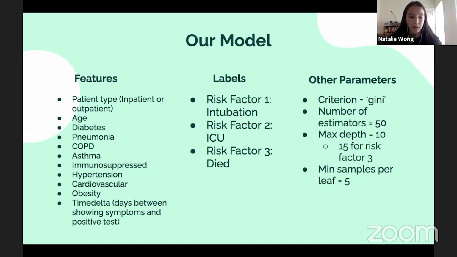The max depth parameter is the maximum amount of decision nodes that a data point can be passed through. The more you have, the more specific the model becomes. But if you make your depth too deep, the model can overfit to the training data, meaning it doesn't generalize well. We actually found that having a deeper max depth for a third risk factor proved to perform better than the max depth of 10 for our lower two risk factors. And then finally, the minimum samples per leaf means that any resulting leaf that classifies less than 5 samples is removed. This is also a parameter that can prevent overfitting.